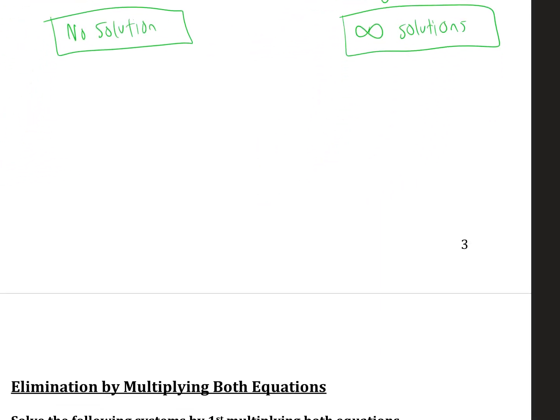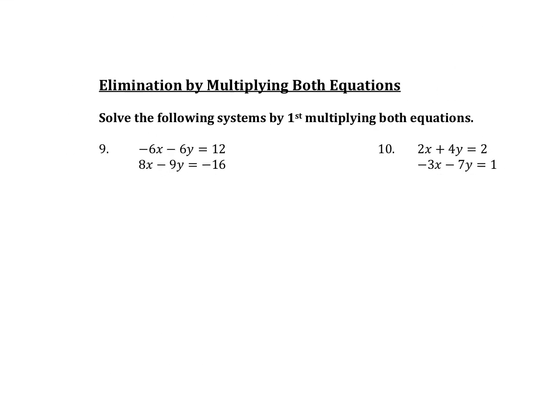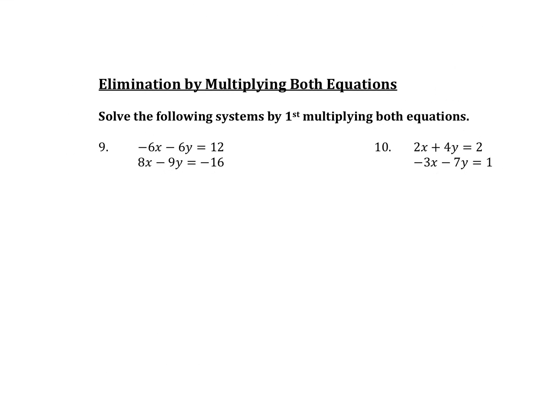All right, very cool. Last thing we're going to talk about: sometimes you have to multiply both equations instead of one. Like you're trying to get a least common multiple, but you need to multiply both equations to do that. So why don't you guys pause and think about what we can do. Give it a try.